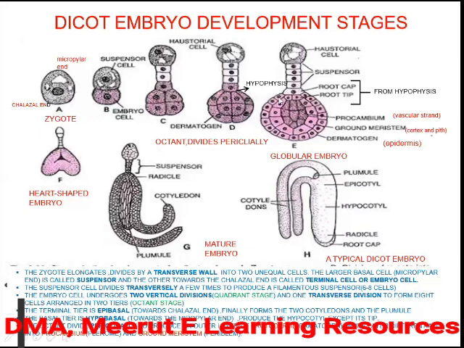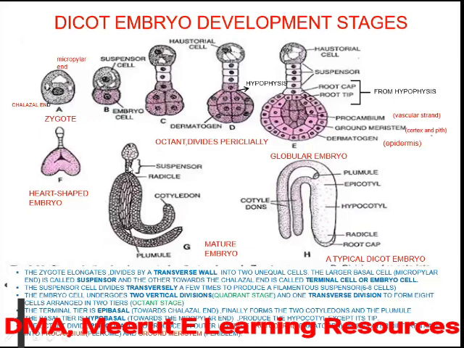Now this is what is called the globular embryo. What is it called? Globular embryo. Got it? It looks like a globe, so it is a globular embryo. Now this globular embryo is going to convert into a heart-shaped embryo. This one is the heart-shaped embryo. Why is this heart-shaped embryo seen? Because a dicot embryo has two cotyledons. That is why a heart-shaped structure is seen, so that two cotyledons can be formed. Now you can see a mature embryo. This is the mature embryo.